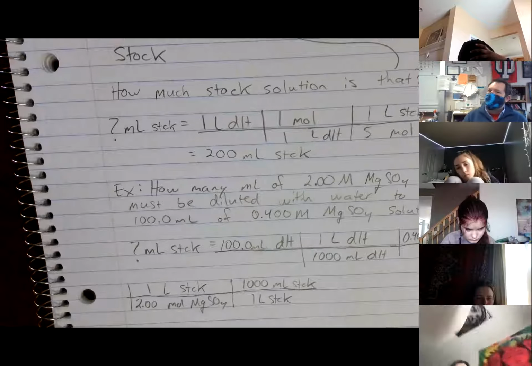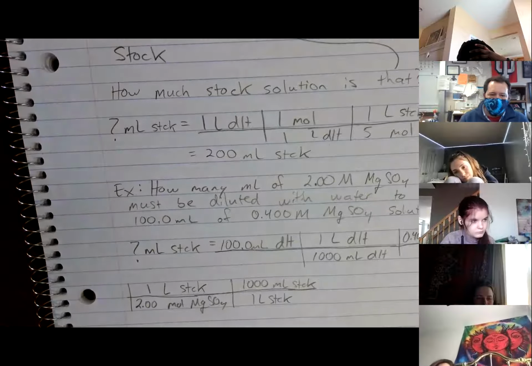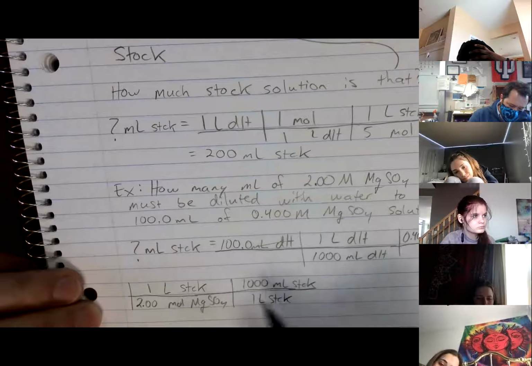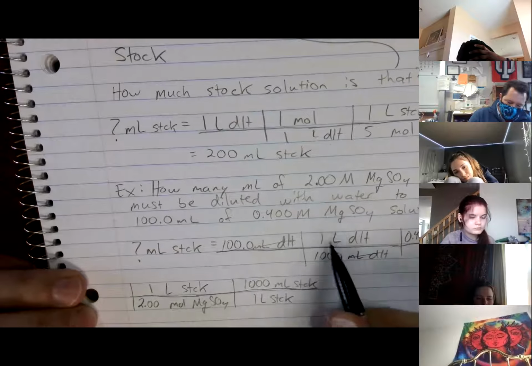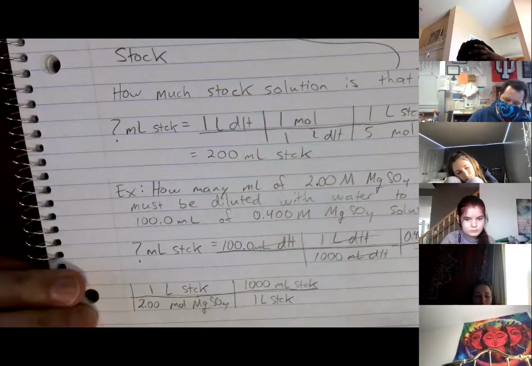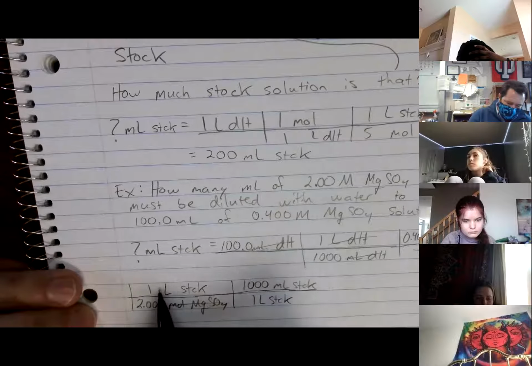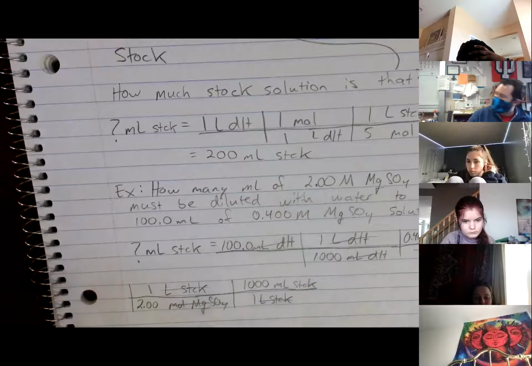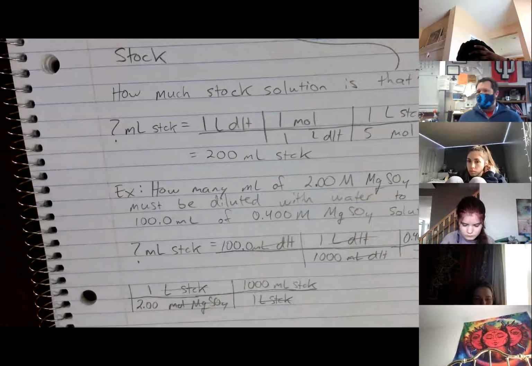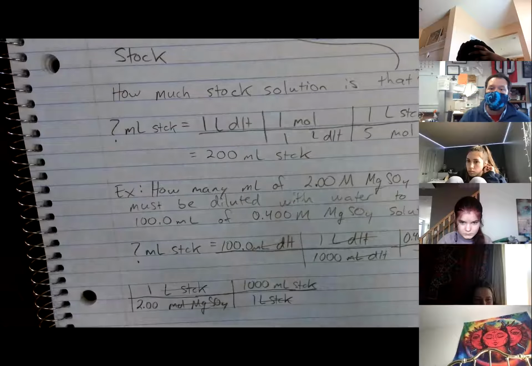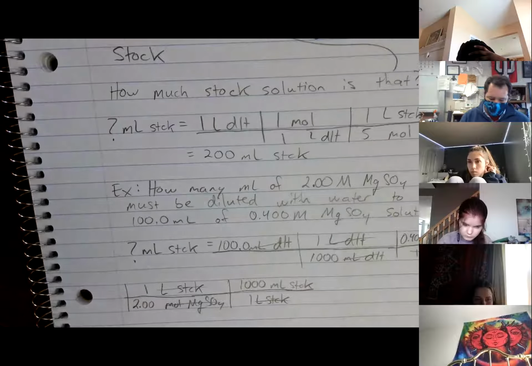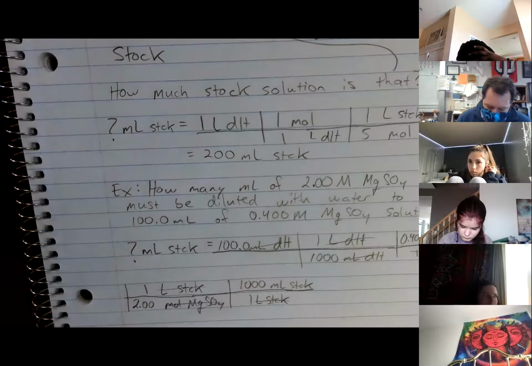Looking pretty. For those of you who like to cancel out your units, check this out. Milliliters dilution is gone. Liters of dilution is gone. Moles of magnesium sulfate is gone. And liters of stock is gone. We're left with milliliters of stock. We can calculate. Again, my recommendation, guys, plug this in just to make sure you're getting the right value.